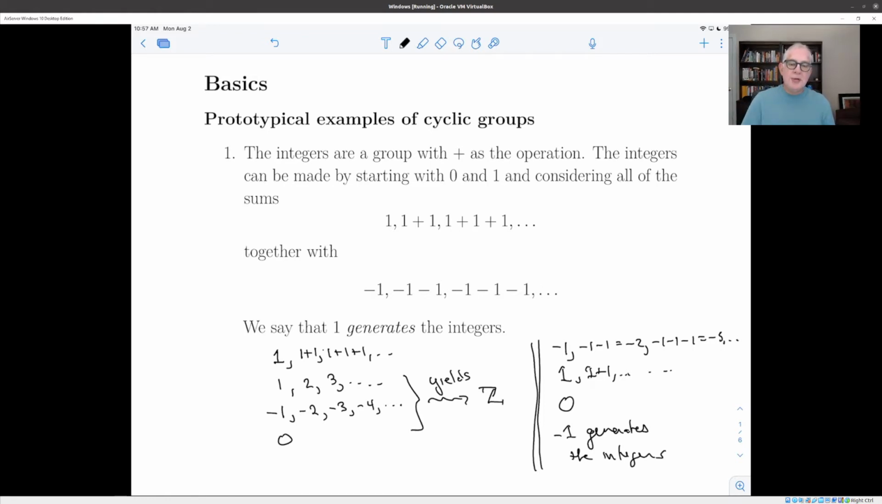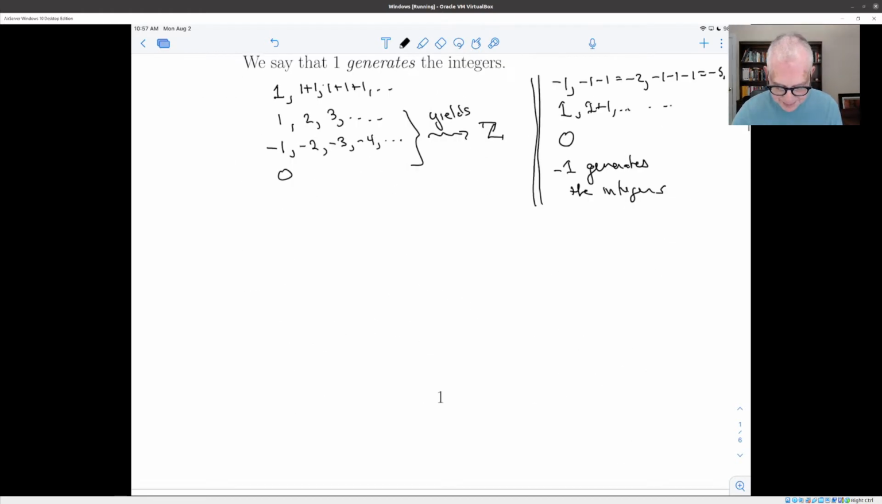But 2 doesn't generate the integers, because if you start with 2 and add it to itself and take its additive inverse and so forth, you're only ever going to produce even numbers. You're never going to get the odd numbers. And so 2 does not generate the integers. And this phenomenon of having a group where you can make everything from starting with a particular element, if you have a group with that property, it's called a cyclic group. And we'll make that more precise in a minute.